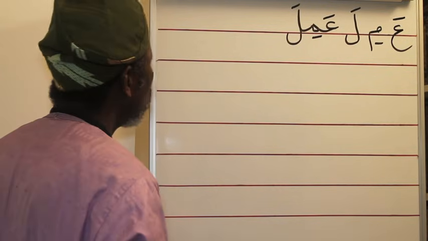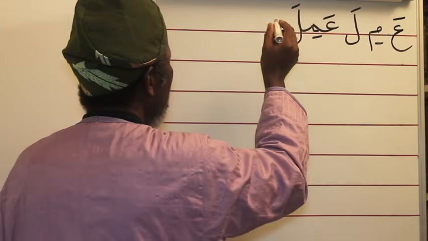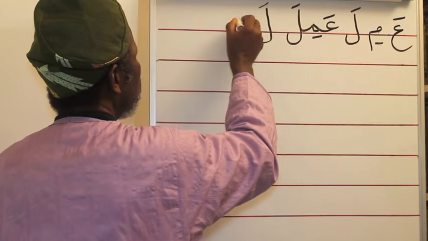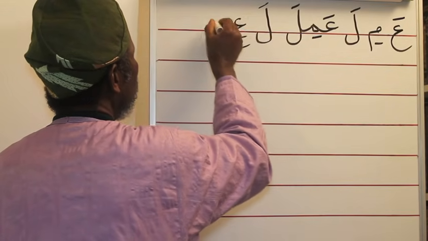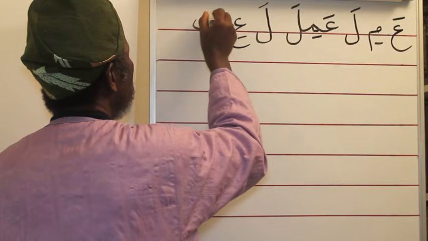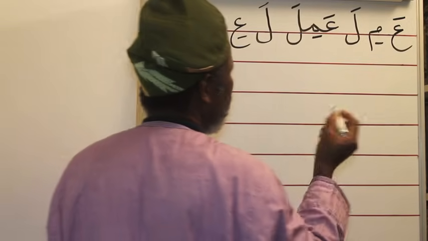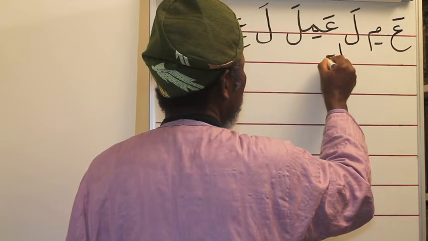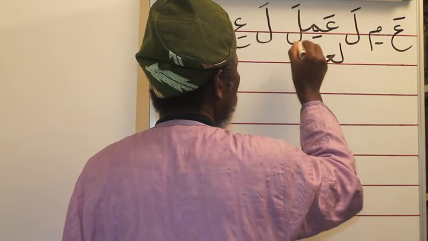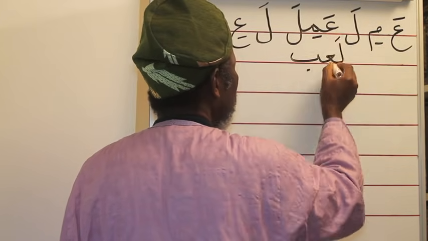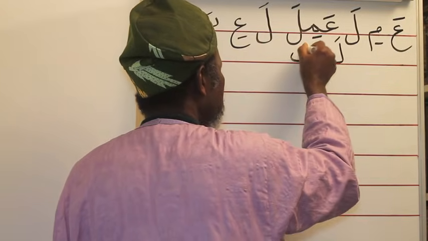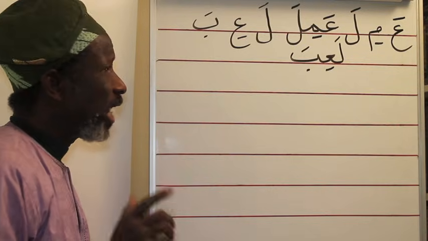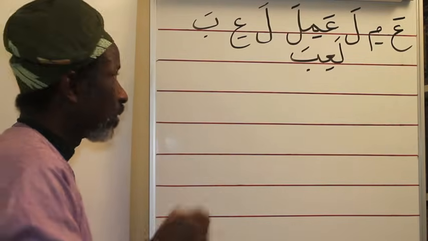Ain in the middle will be La'iba. La'iba. Let's try and join that. La'iba. La'iba. La'iba. Now we have lama'a, the ain at the end.